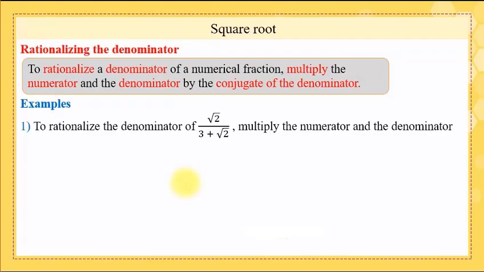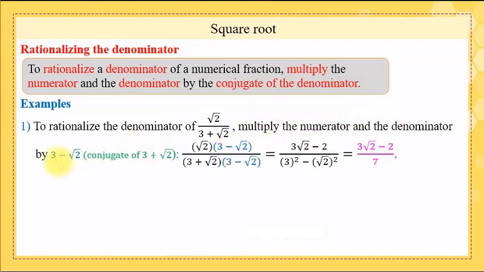Let us see. To rationalize the denominator of radical 2 over 3 plus radical 2, we should remove the radical from the denominator in this fraction. To do that, we multiply the numerator and the denominator by 3 minus radical 2, because it is the conjugate of 3 plus radical 2. So we multiply by 3 minus radical 2 in the denominator and in the numerator. We expand in the numerator and we use the identity in the denominator to get 3 radical 2 minus 2 over 7.